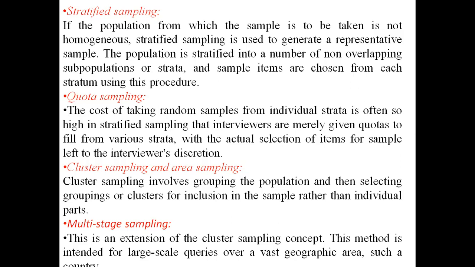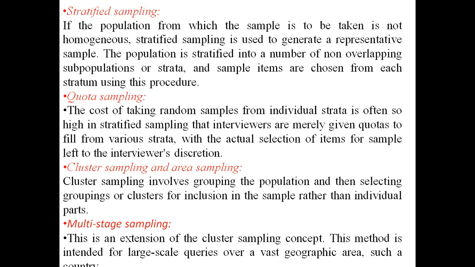Next is multi-stage sampling. This is an extension of the cluster sampling concept. This method is intended for large-scale queries over a vast geographic area, such as a whole country. The initial stage of multi-stage sampling may consist of selecting large primary sampling units such as states, districts, towns, and lastly, specific households within towns. The sampling approach is termed multi-stage random sampling.